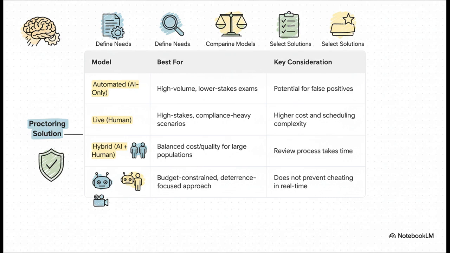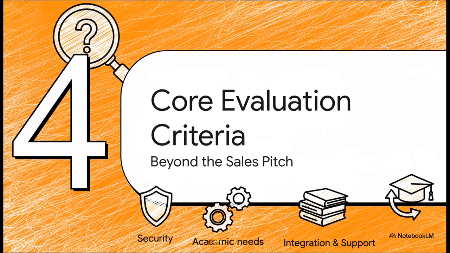The hybrid model tries to give you the best of both worlds, using AI to flag things for a human to review. And finally, record and review, which is more of a budget-friendly deterrent, since it doesn't stop cheating as it happens.